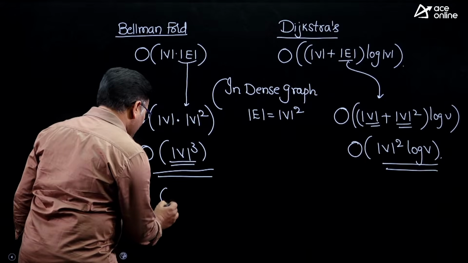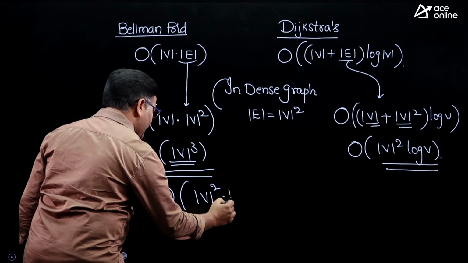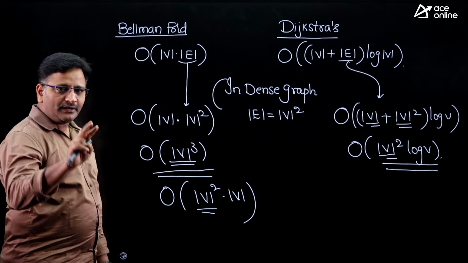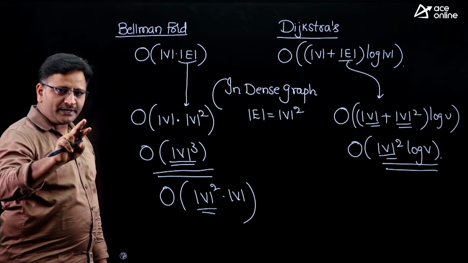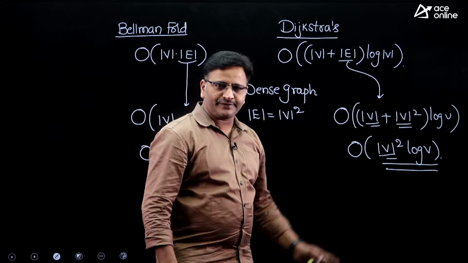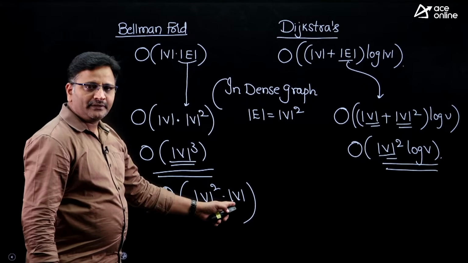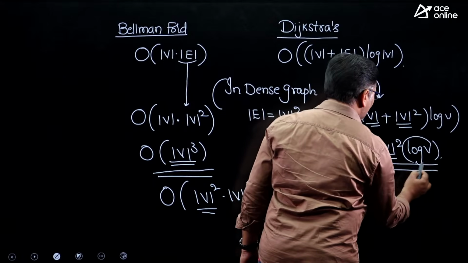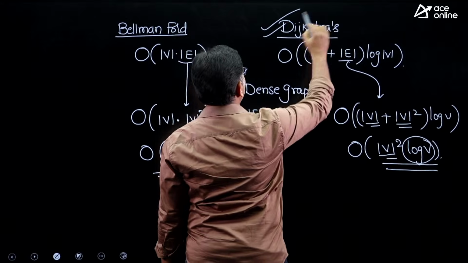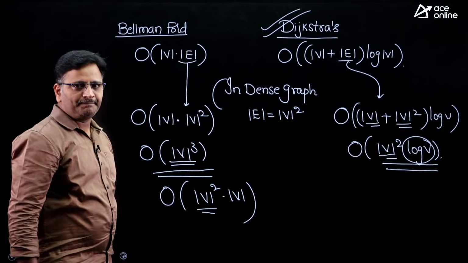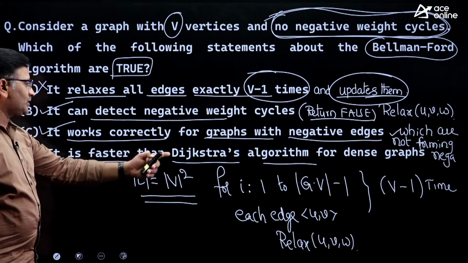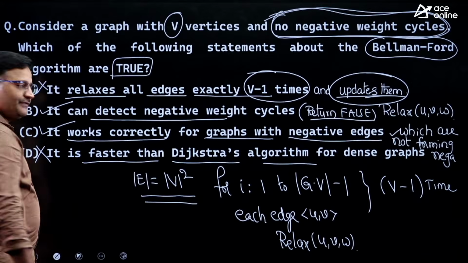For understanding purposes, if I write V cube as order of V square into V, obviously here it is V square, here also V square, and we can cancel both of them. How do you compare two polynomial functions? We can compare them by cancelling common terms. After cancelling V square, it is log V against V. Obviously log V has a lower growth rate compared to V. So who has better performance? Dijkstra algorithm has better performance, with the least time, even though the graph is dense. Therefore the statement that it is faster than Dijkstra algorithm for dense graphs is not correct.